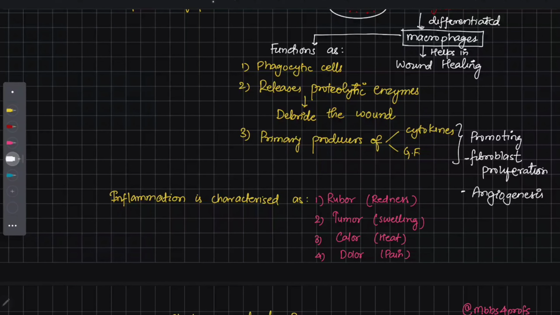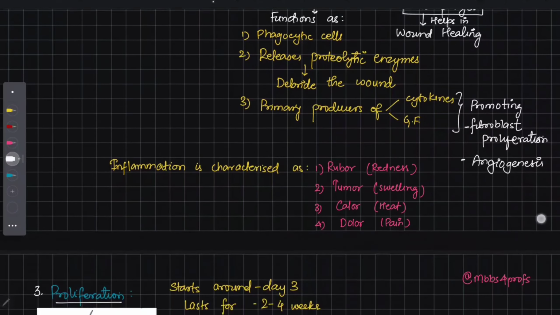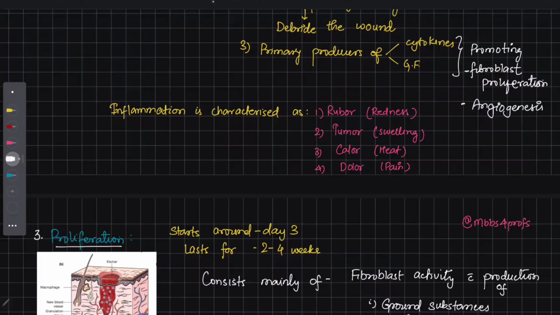And third, they are primary producers of cytokines and growth factors. These cytokines and growth factors promote fibroblast proliferation and angiogenesis. What is angiogenesis? It is the formation of new blood vessels. The inflammation phase is characterized by rubor, meaning redness, tumor for swelling, calor for heat, and dolor for pain.